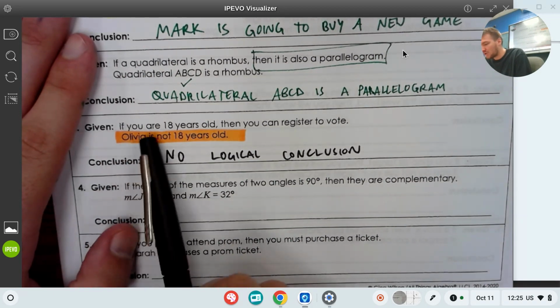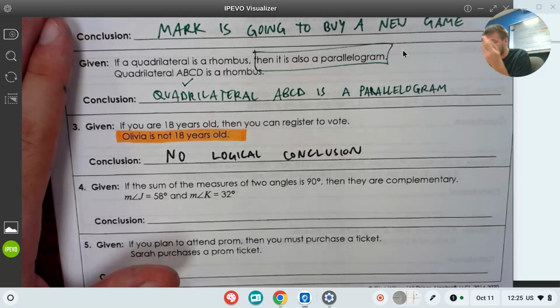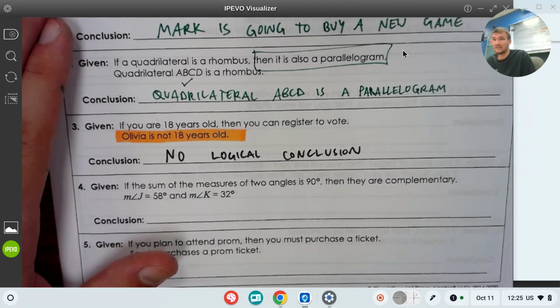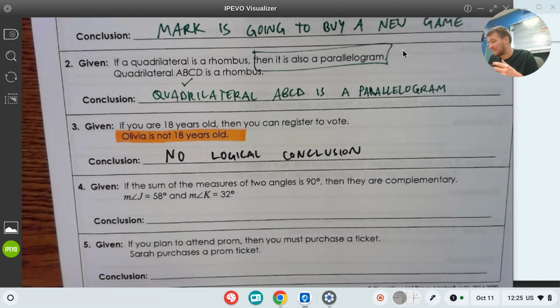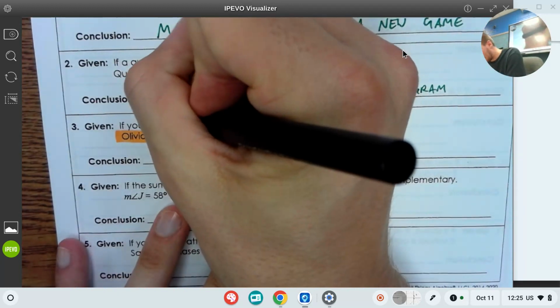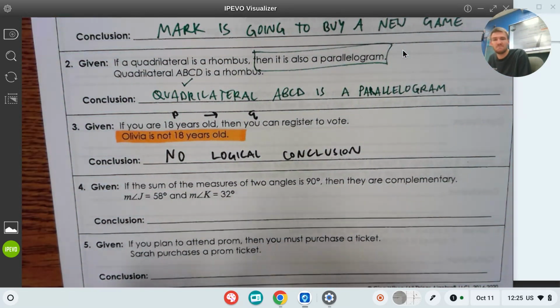Because you can't say Olivia cannot vote, because there is a chance that Olivia's older than 18, and then maybe she would be able to vote, right? How this is set up, you have to be 18, and that means that you can vote. However, we failed the start, so the question's over. No logical conclusion.